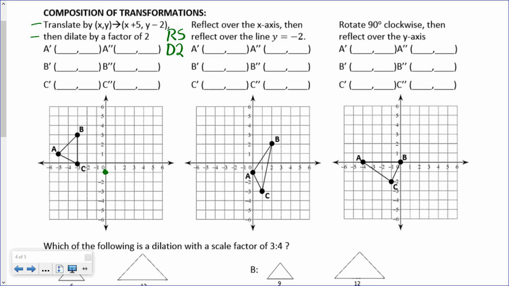All right, what is this point? What's A prime? Where did A go? Okay, let's go ahead and write that down. This is going to be very important for you guys.